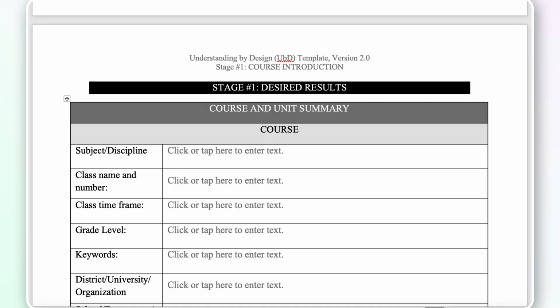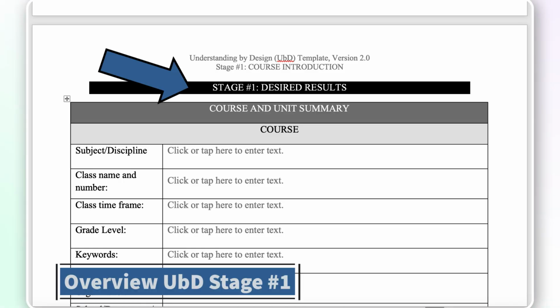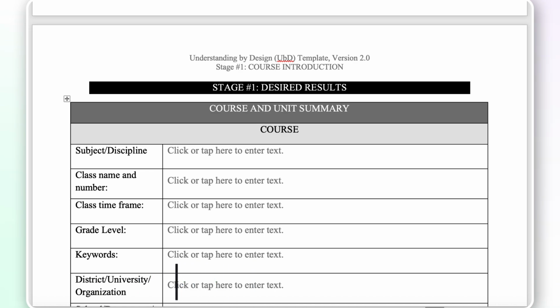Right, so today I'm going to be talking and walking you through the Understanding by Design template. Specifically, we're going to be focusing on Stage 1, which is the desired results section. This stage is all about identifying what we want students to learn by the end of a unit. Before planning any lessons or actual activities, we must first be clear on what you want students to learn at the beginning, or throughout the unit, I should say.